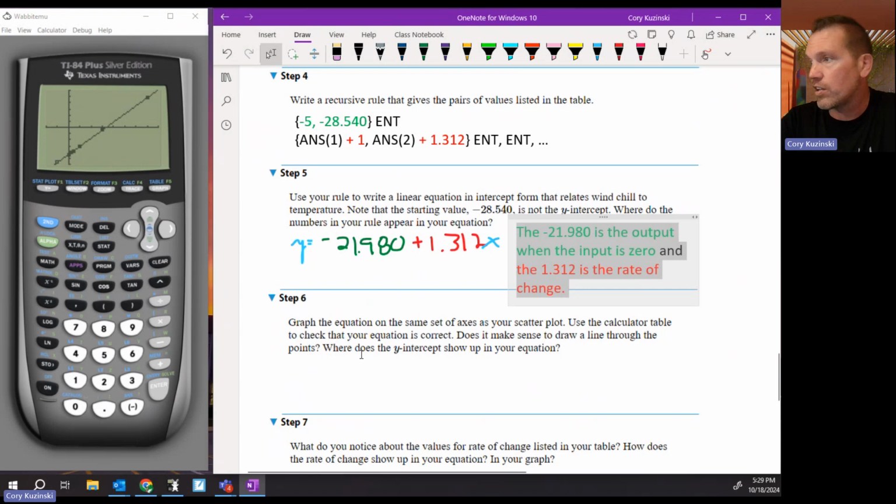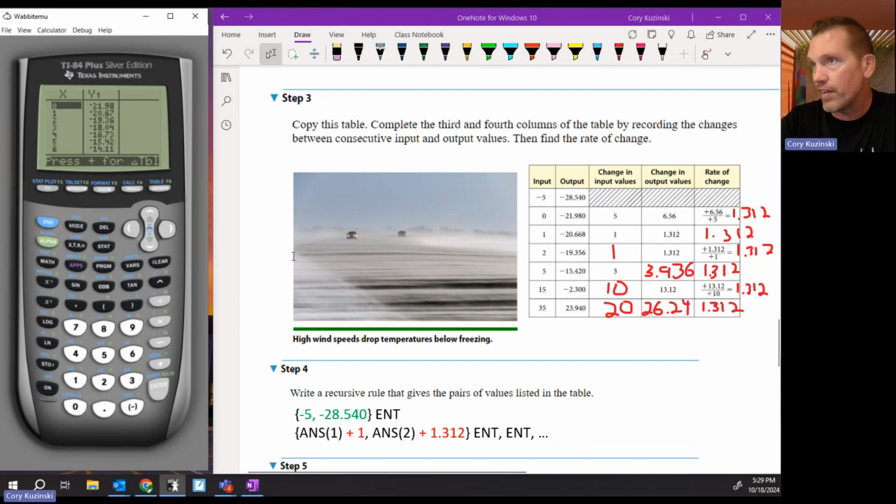Use the calculator table to check that your equation is correct. Does it make sense to draw a line through the points? Where does the y-intercept show up in your equation? Let's do that. Okay, we already graphed it. Use the calculator table. Okay, let's go to table. Check that it gives us the right values.